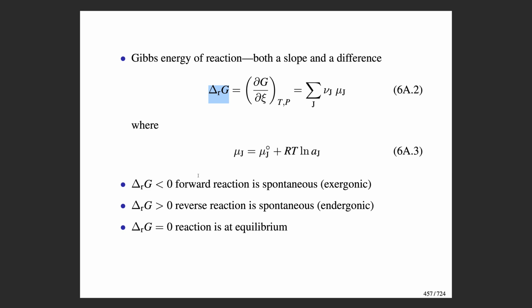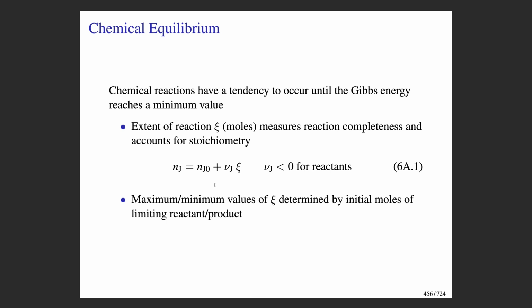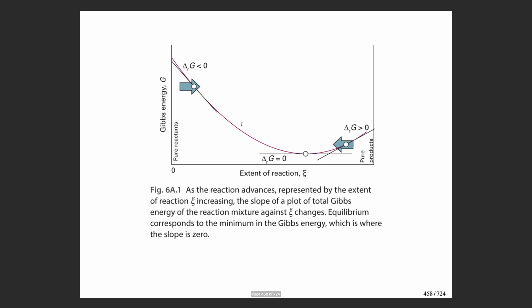If it's positive, the reverse reaction is the spontaneous direction. And when delta G bottoms out, that is when this derivative is 0, indicating that you have a minimum, that indicates that the reaction is at equilibrium. Okay, so this goes back to this statement here. Chemical reactions have a tendency to occur until the Gibbs energy reaches the minimum value. Here's a graphic.